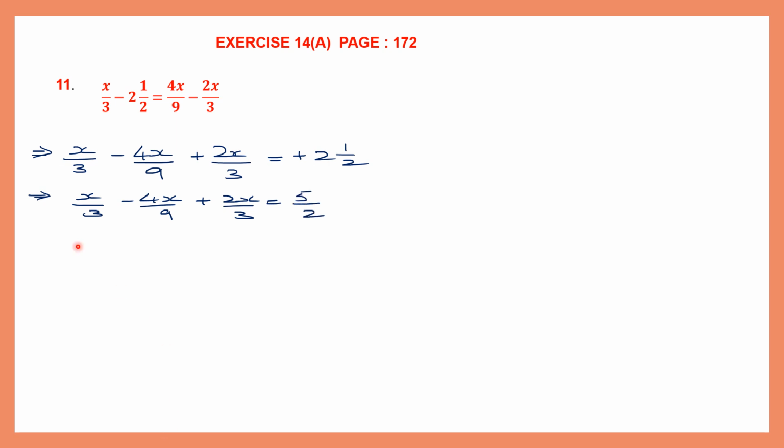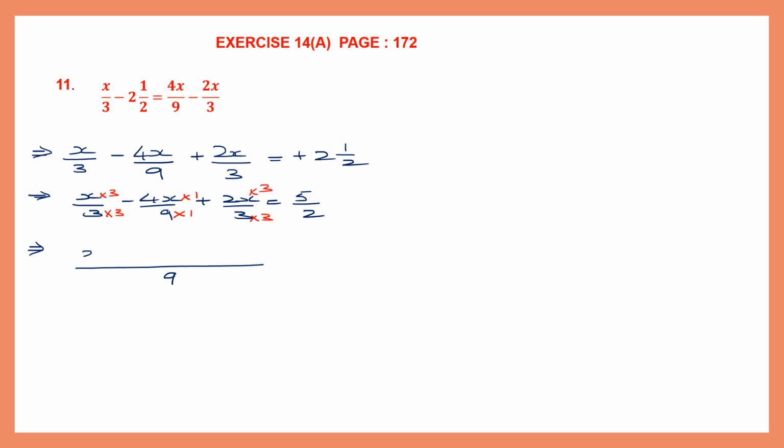Now here, since they're all unlike fractions, we can find the LCM of the denominator. And the LCM here is 9. So let's write 9 there. And here it is 3 3s are 9. So multiply this by 3. Here 9 1s are 9. So multiply by 1. 3 3s are 9. So multiply by 3. So here what do we have?